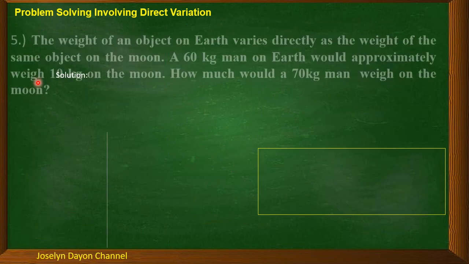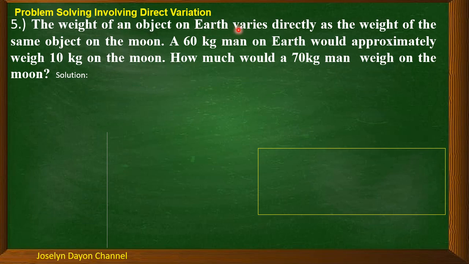Another example, the weight of an object on Earth varies directly as the weight of the same object on the Moon. A 60-kilogram man on Earth would approximately weigh 10 kilogram on the Moon. How much would a 70-kilogram man weigh on the Moon?